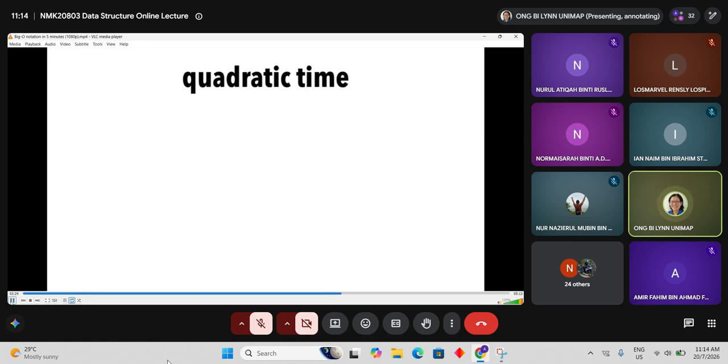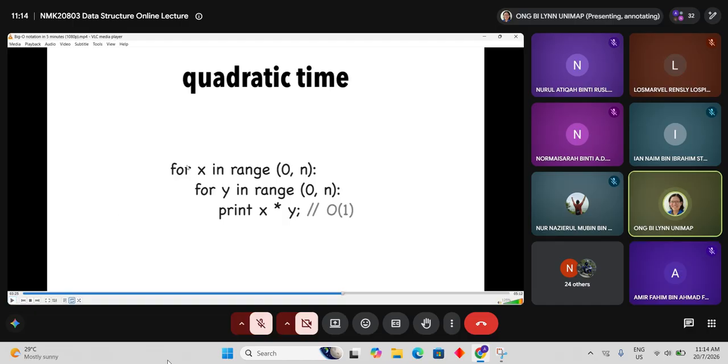Finally, let's look at quadratic time. Okay, quadratic. When you have a nested for loop, you need to run y first, and then you go to x, another x. And then run y, and then go to x. Run y, and then go to x. So you have n, and you need to run n times. You can see that the print statement will be executed n times n, which gives us big O of n squared.